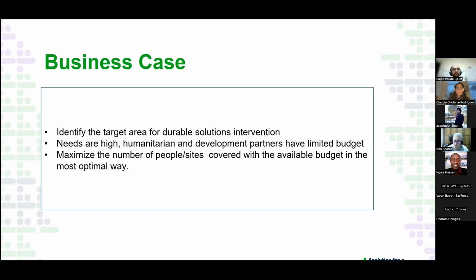So I thought, as a real case scenario, I'll work on this project. I'll try to identify the intervention areas for the durable solution working group. For the durable solutions interventions, the implementation costs are really high, but the budget is really limited also. And we have to be able to maximize the number of people or sites covered with the available budget in the most optimal way.